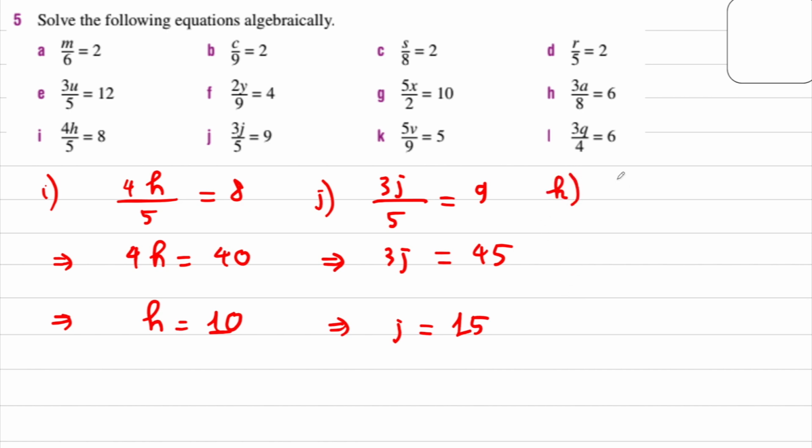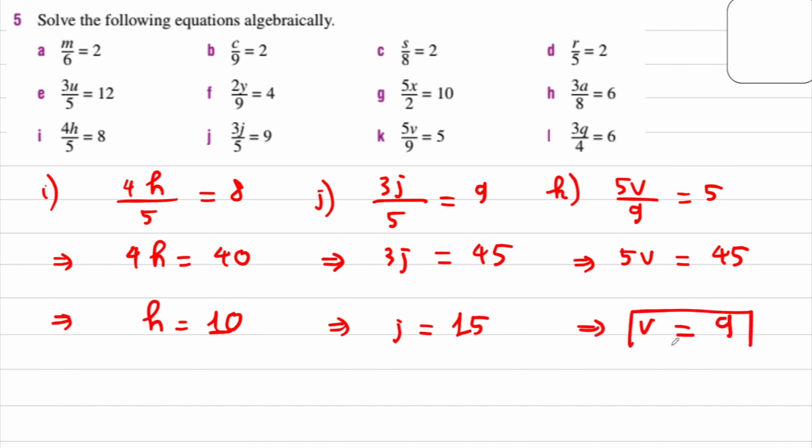And this is K. 5v over 9 equals 5. Multiply 9, 5v equals 45. Divide by 5, you got v equals 9. Okay, we finished question K. And the last question, I leave it for you to work on by yourself.